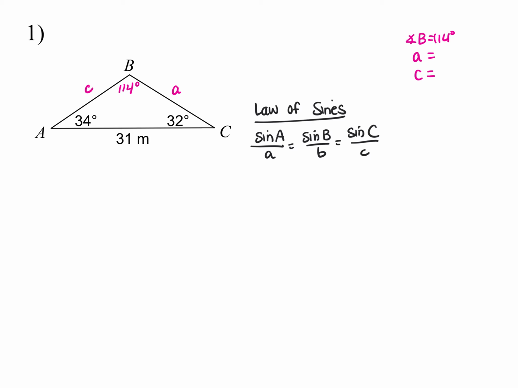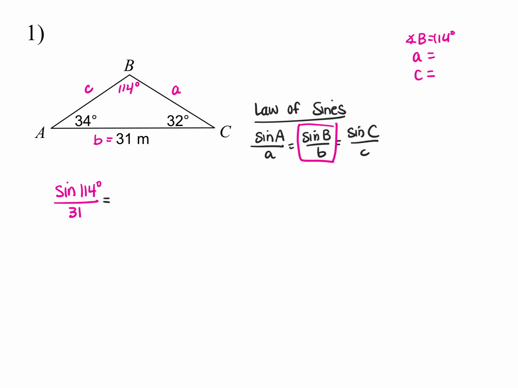Okay, so what I'm going to do is look at the fact that, hey, I know angle B, and I know, we'll better label that little b. I know angle B and little b, so I know I'm going to use this ratio. All right, so I'm going to start off by setting up that ratio. So sine of angle B, which is 114 degrees, over little b, which is 31.